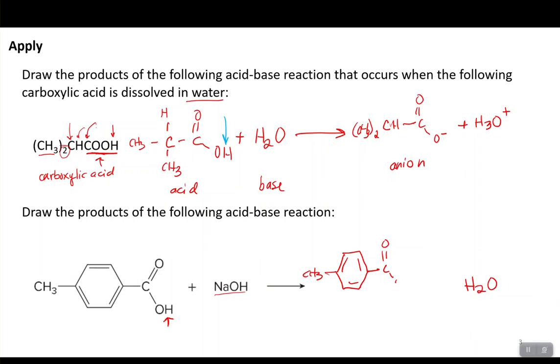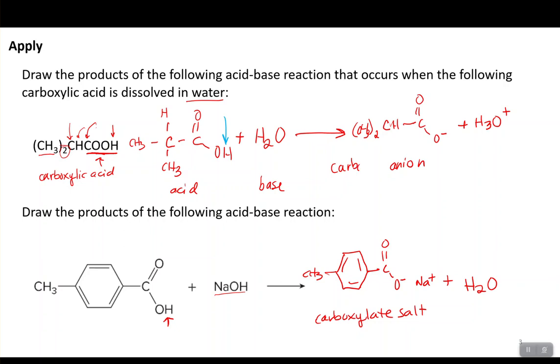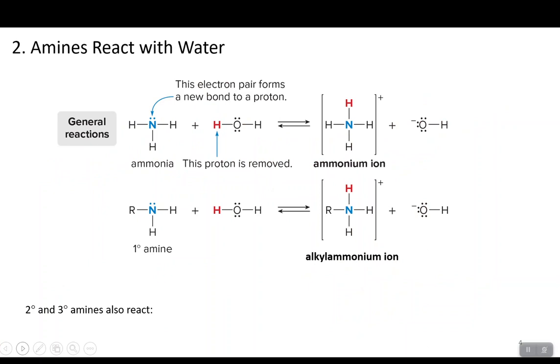it's going to leave behind a negative charge because it has donated a positive charge. And that means that it is going to pair up or interact with this positive charge from the metal cation from the hydroxide base. So this is going to be my carboxylate salt. And this up here, again, the full term for this would be a carboxylate anion. All right, let's move on to amines.